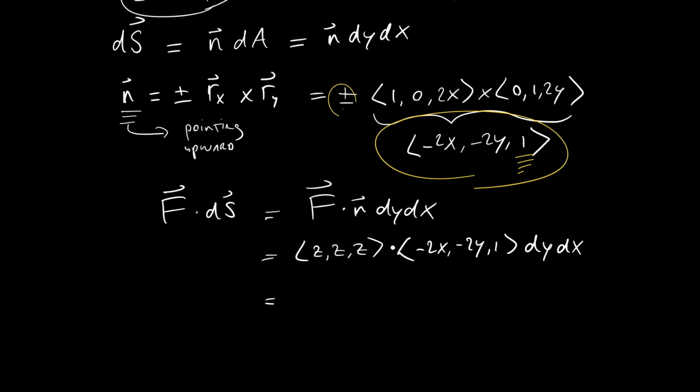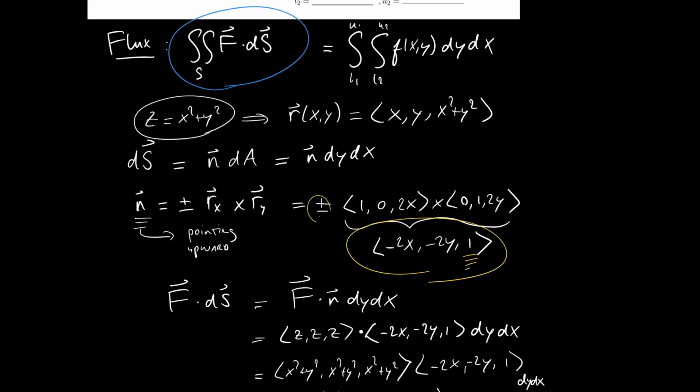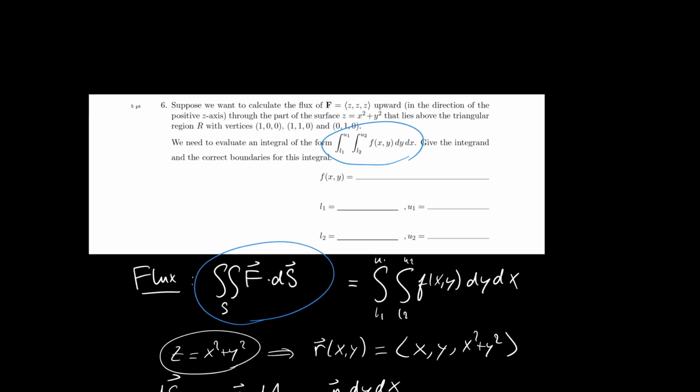So it's going to be (x squared plus y squared, x squared plus y squared, x squared plus y squared) dot (-2x, -2y, 1) dy dx. And that will give us (x squared plus y squared) times (-2x minus 2y plus 1). That's actually already the integrand of our flux integral, so that's solving almost the entire question.